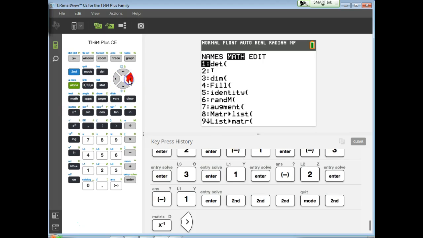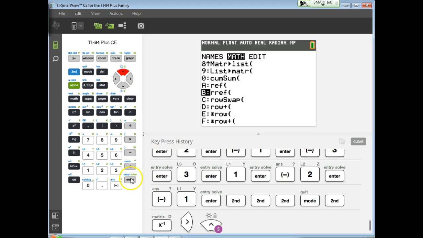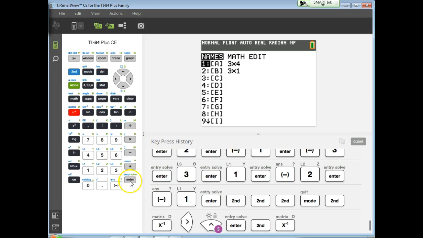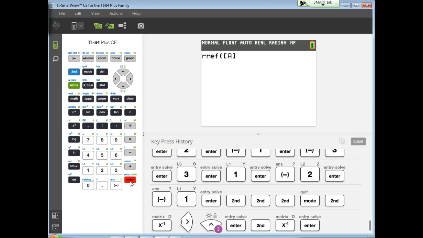So you're going to go to its math menu. And we said at the top of our notes, what we're going to command it to do is find RREF, row reduced echelon form. Now be careful. There's REF and then there's RREF. So make sure you're choosing choice B, row reduced echelon form. And then you have to tell it what to row reduce, which is matrix A. So inside that command, pull up the name for matrix A, if that's where you put your matrix, and then hit enter.